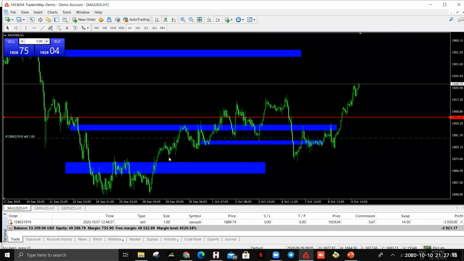Came back to retest it. And if I click a buy here, I'm buying in hope that price goes up to the next resistance, the next blue line. If I decide to take my profits here, I've made money.